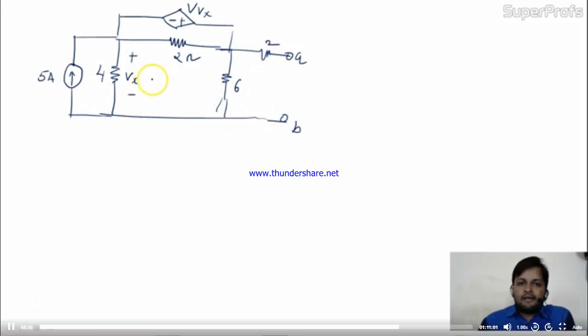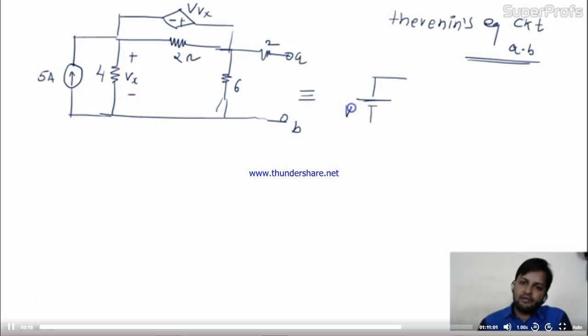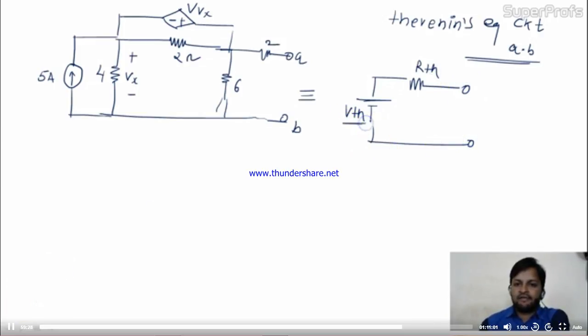Okay. Now we have to find the Thevenin equivalent circuit over AB. It means I have to replace this circuit by VTH and RTH. This is my task. So what is the VTH? VTH is the open circuit voltage. What is the RTH? RTH is the equivalent resistance over the points A and B.